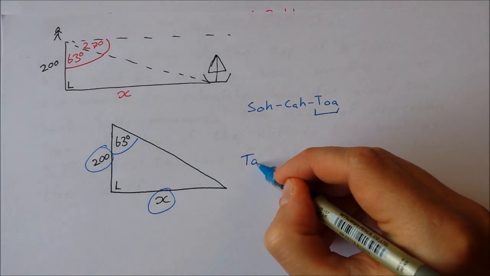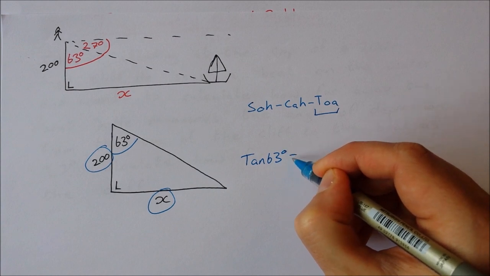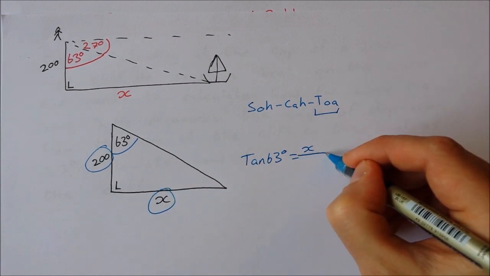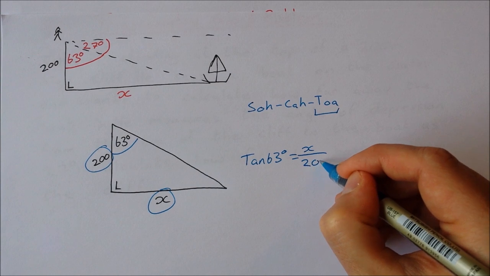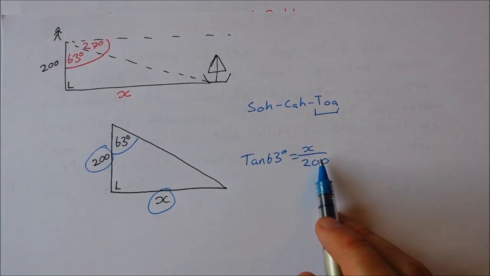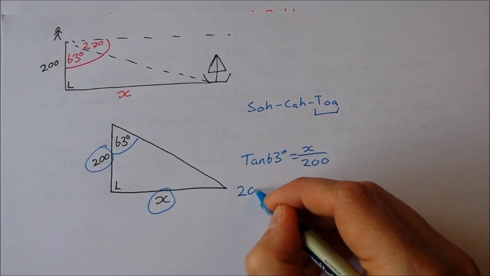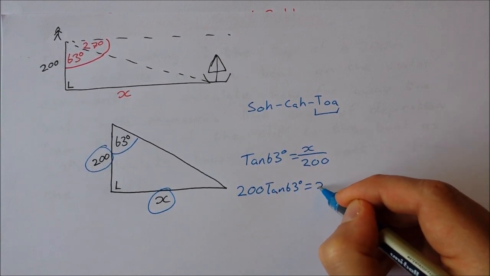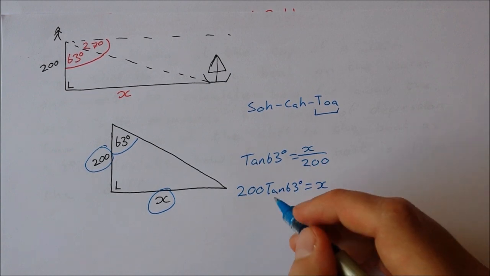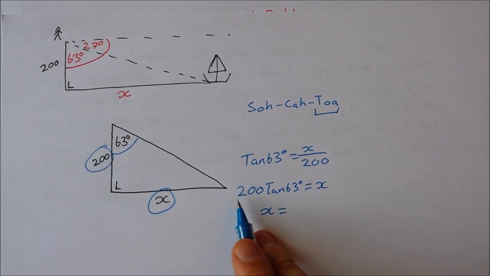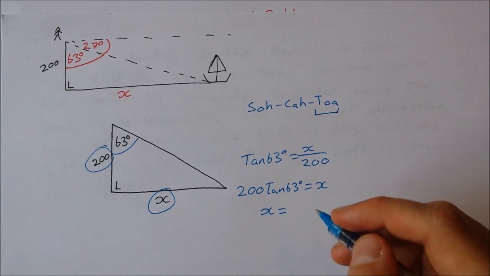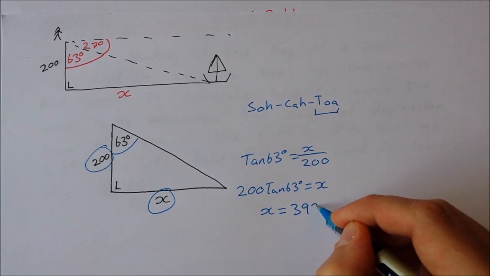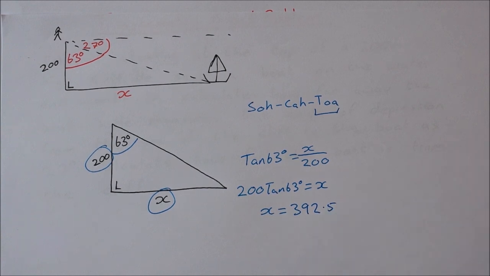So the tan of 63 is equal to the opposite x over the adjacent 200. To solve for x, I need to multiply across by 200. So 200 tan 63 degrees is equal to x. Type that into your calculator as 200 tan 63. Hopefully you should get 392.5. There'll be a few more decimal places there, but we'll just leave it correct to one decimal place, and that's meters.